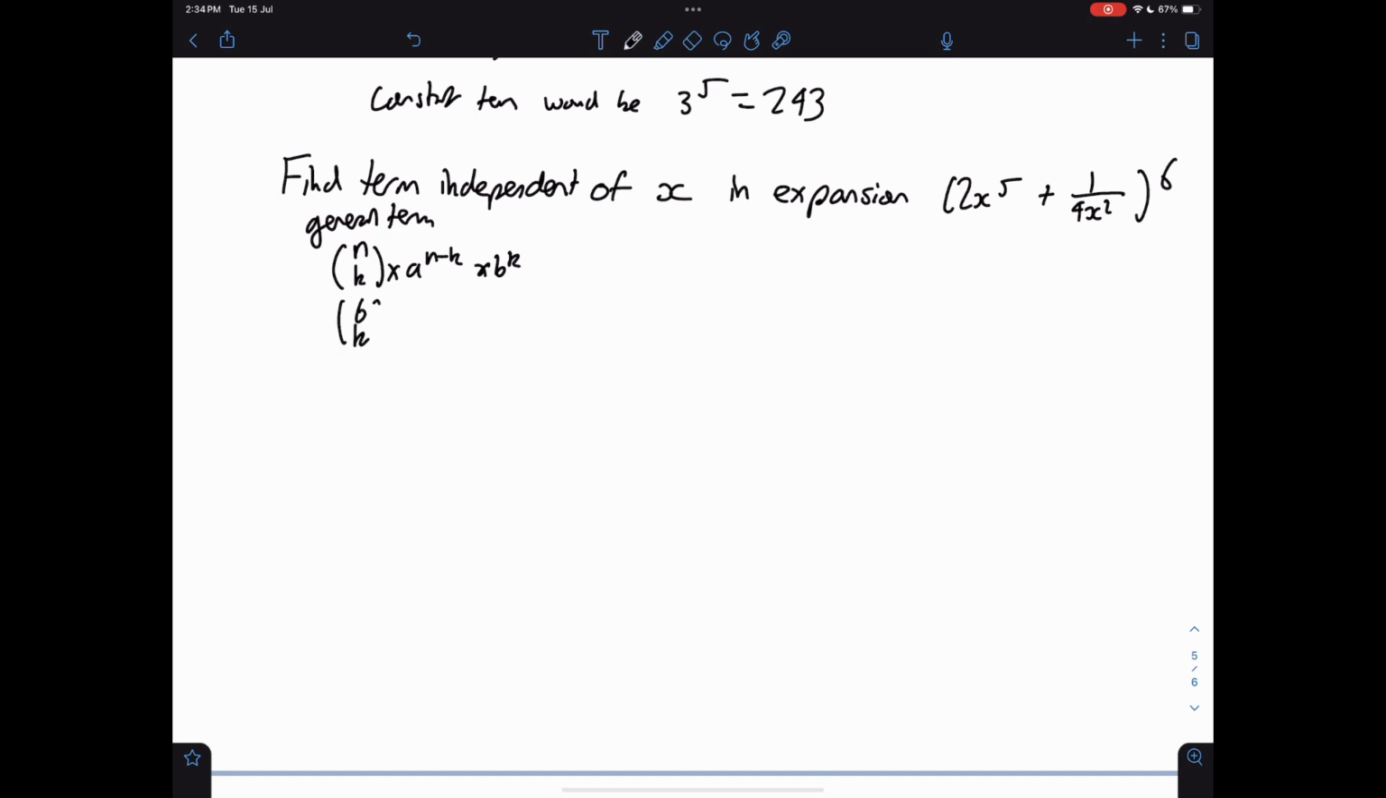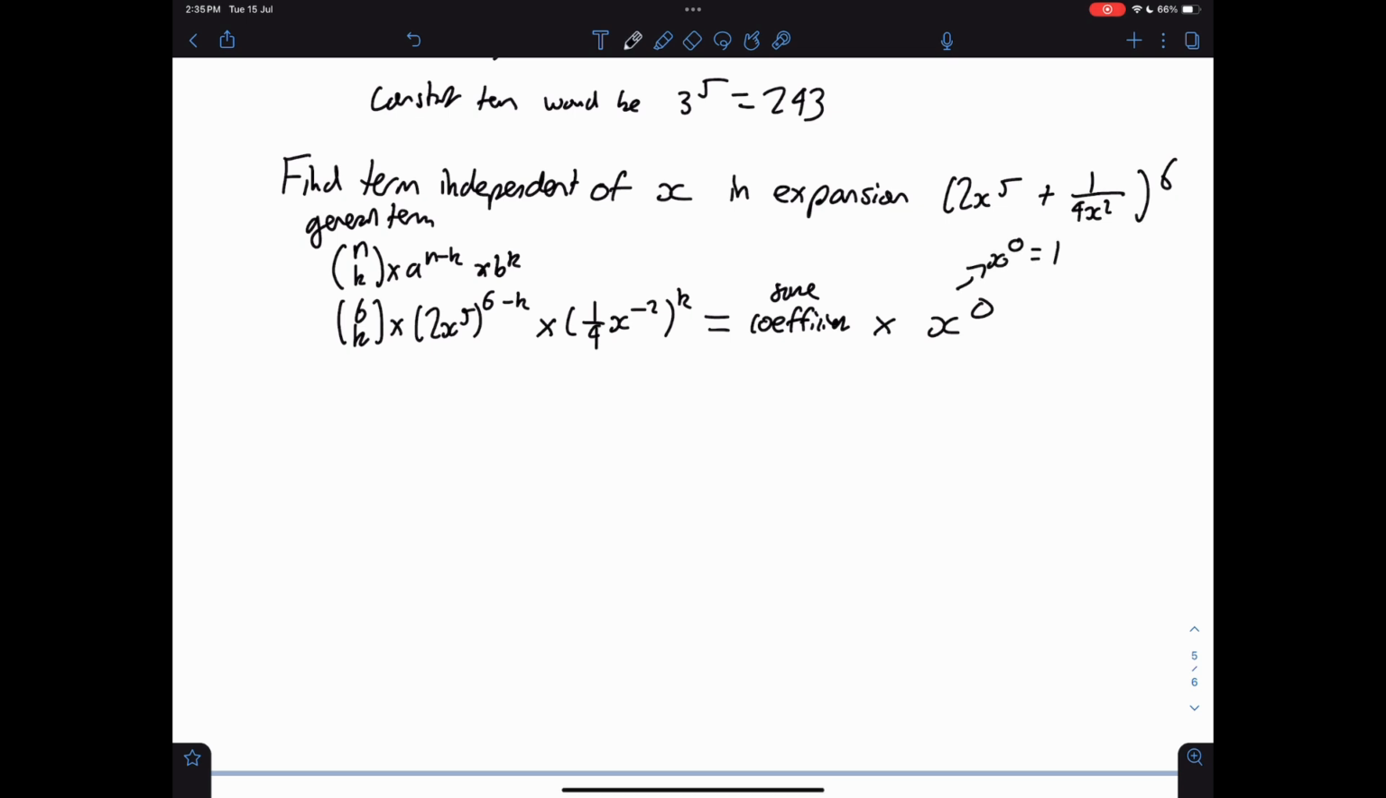So we'll put in what we know: 6 choose k times (2x^5) to the power of 6 minus k, times 1/4, splitting up the negative power and the coefficient, to the power of k. And we want this to be some coefficient times x to the power of 0, because x to the power of 0 is just 1. Anything to the power of 0 is 1 except for 0. Once again we're going to ignore our coefficients for now and just worry about finding k.